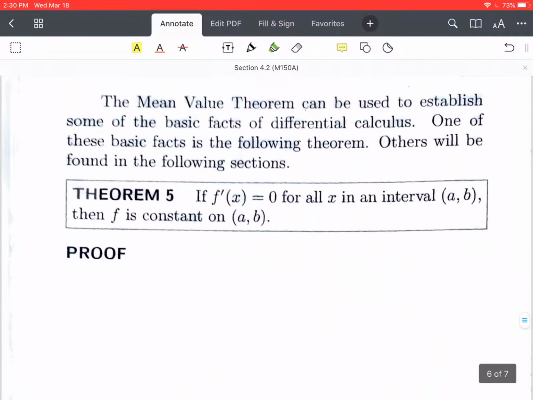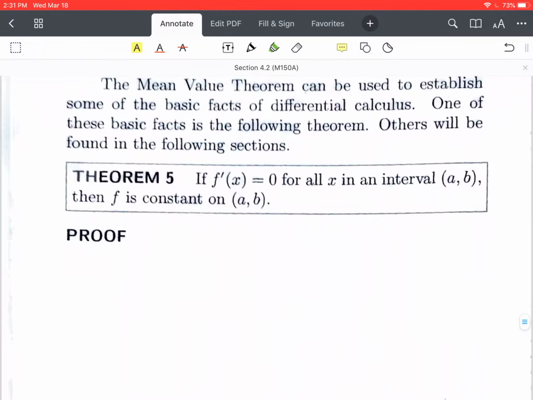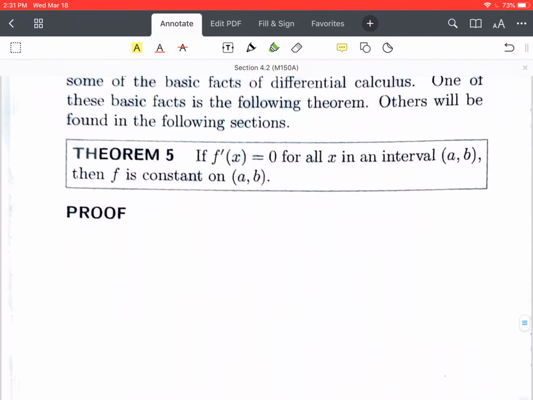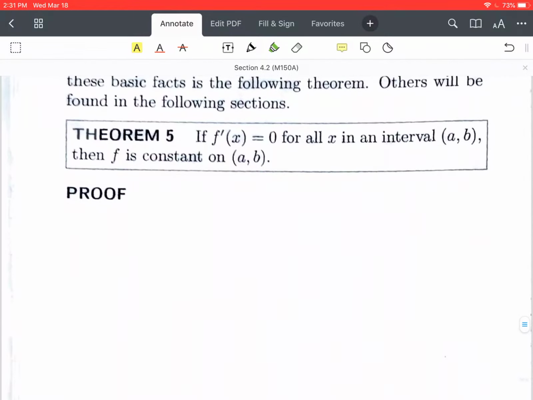Now, the mean value theorem can actually provide us with some very fundamental basis of proof. So we can use it to prove all sorts of calculus results. We're going to look at one of them right here. So this says if f prime of x equals 0 for all x in an interval, then f is constant on the interval. Okay?